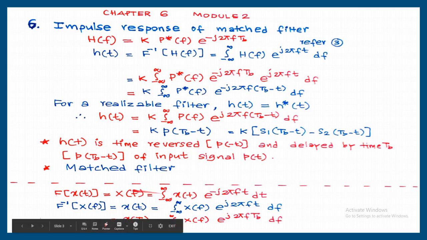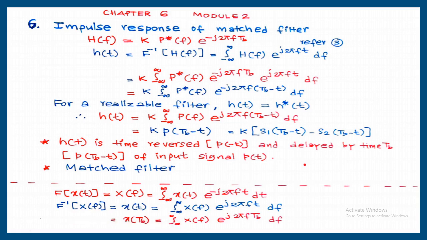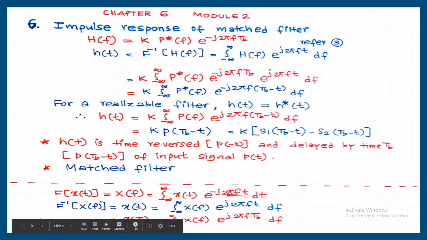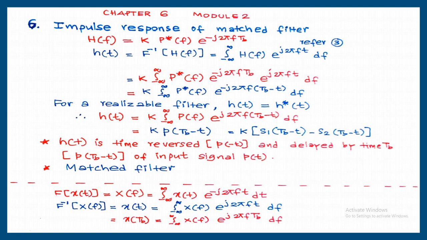See this result. The Fourier transform of x of t is x of f, that is integral from minus infinity to plus infinity x of t e raised to minus j 2 pi f t dt, from time domain to frequency domain. Next, the inverse Fourier transform: Fourier inverse of x of f is equal to x of t, integral from minus infinity to plus infinity x of f e raised to j 2 pi f t df. See the result here. Here t is written, so it will be x of t. If Tb is written, then it will be x of Tb. See the difference? When you write x of small t, it will be e raised to j 2 pi f t, and if it is x of Tb, it will be e raised to j 2 pi f Tb df.